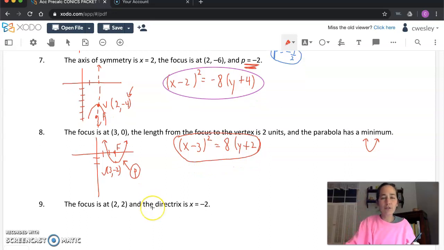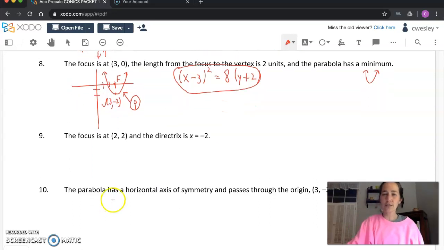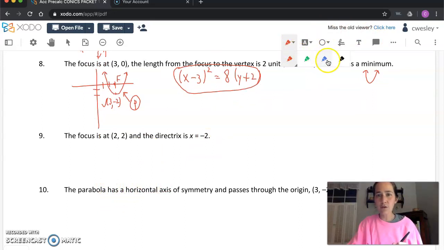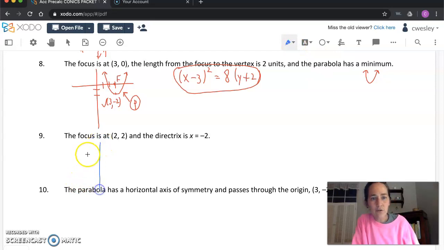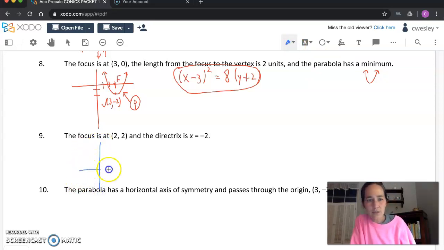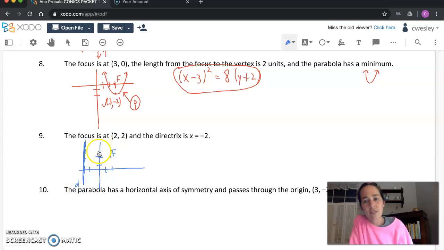Number 9, focus is at (2, 2), and a directrix is at x equals -2. This is the classic, the old, let's give you the focus and the directrix trick. So we'll give this one a try. Focus is at (2, 2), and directrix is x equals -2. So (2, 2) is the focus, and the directrix, I'll just make solid. How is all this going to help us get the vertex and the way this thing is pointed?